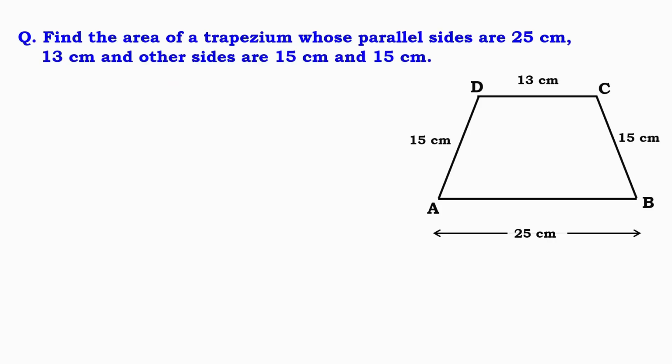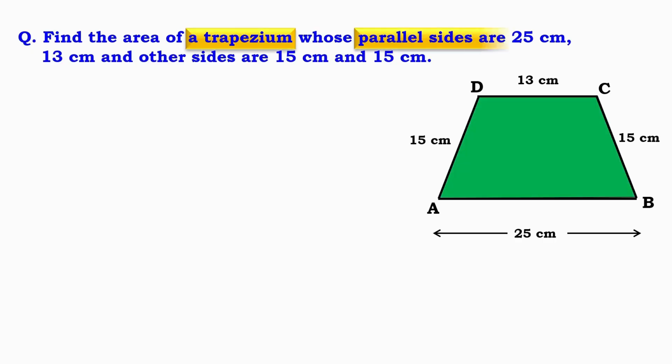Now let's move to the next problem. Find the area of a trapezium whose parallel sides are 25 cm, 13 cm and other sides are 15 cm and 15 cm. Okay. So the two parallel sides are given as 13 and 25. And the other sides, that means the non-parallel sides, are 15 and 15. So that means it is an isosceles trapezium because non-parallel sides are equal over here. So this is called the isosceles trapezium. Now let us take a look.